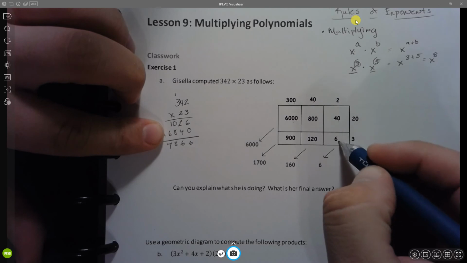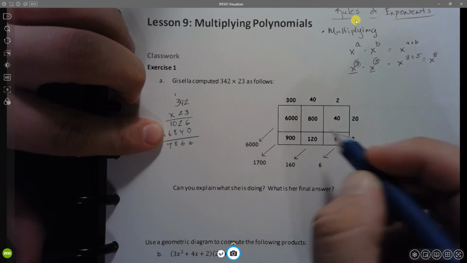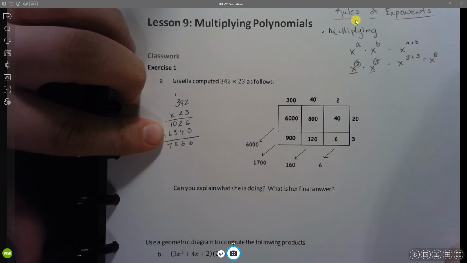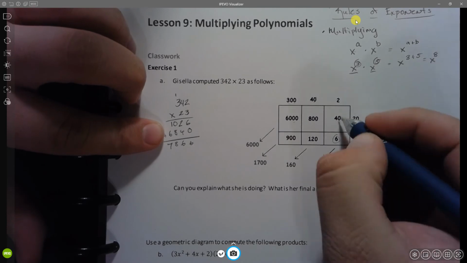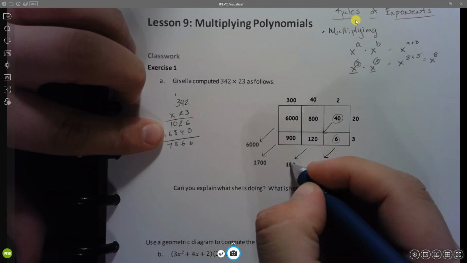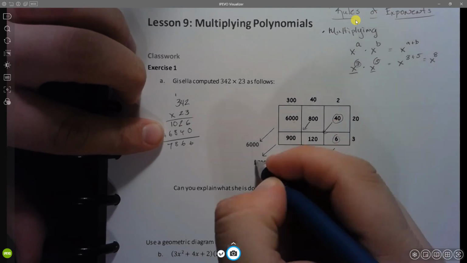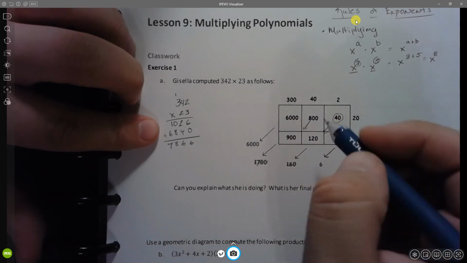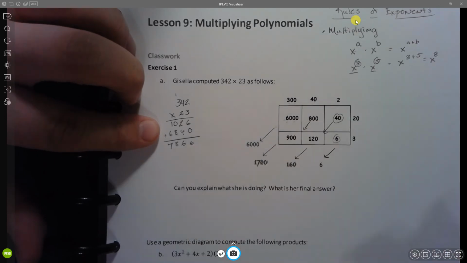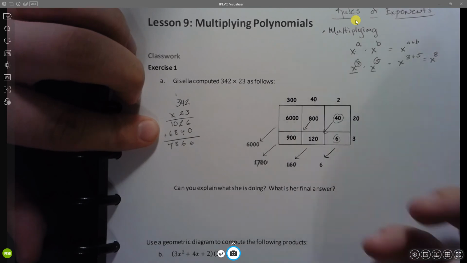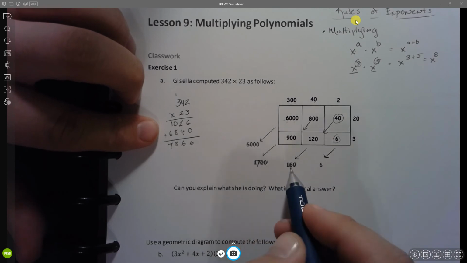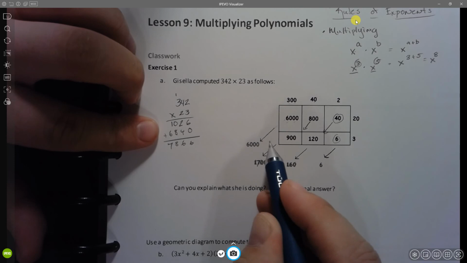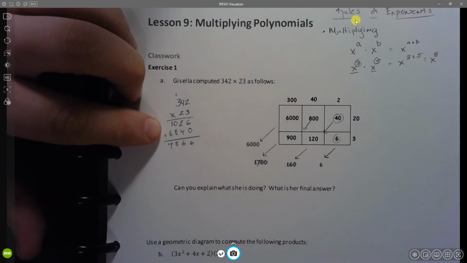3 times 2 is 6, 3 times 40 is 120, 3 times 300 is 900. And then they add going across, because what they do is they keep the 6. Since the 6 is the only one, they put it there. 40 plus 120 gives you 160. 800 plus 900 gives you 1,700. And then 6,000 is by itself because it's the only thousands. So thousands, hundreds, tens, ones, and then they add it together. 6,000 plus 1,700 is 7,700, plus 160 is 7,860, plus 6 is 7,866.